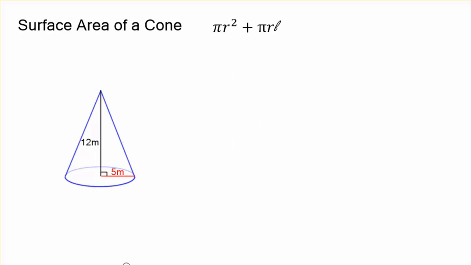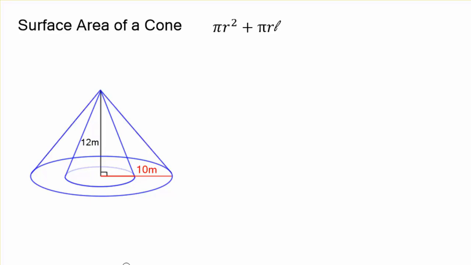So, let's see. What would happen if I doubled the radius? Instead of 5, let's make it 10. Now, I'm not going to change the height. I'm only going to be changing the base. So it's not going to be a similar figure, just going to make it wider. So let's see how we use our formula. Now, if I use a squared plus b squared equals c squared, Pythagorean theorem, I'll find my slant height is 15.6 meters.